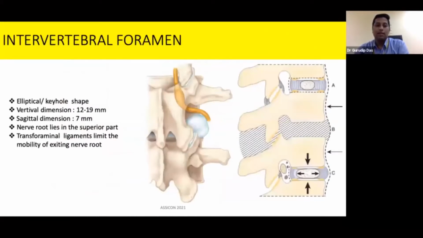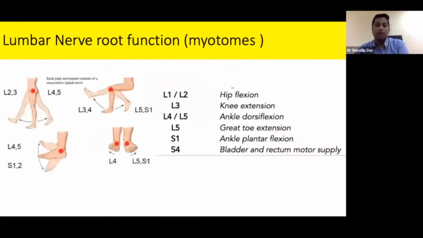The intervertebral foramen is a very important structure. This is where the nerve root lies after coming out from the lateral recess, and it is a keyhole shaped structure in which the nerve root occupies the superior portion. The presence of transforaminal ligament limits the mobility of the exiting nerve roots. So if there is a disc herniation in the intervertebral foramen, the nerve roots may get pinched and you can have severe radicular pain. The lumbar nerve roots supply the muscles of the lower limb.